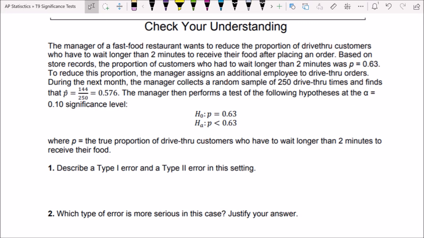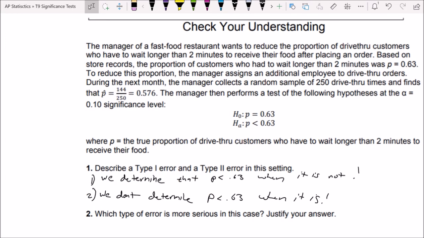The manager then performs a test of the following hypotheses at the alpha = 0.1 significance level, and there we have the hypotheses. We notice a one-tailed test, and they also define the parameter for us, which we always need to do: the true proportion of drive-through customers who have to wait longer than 2 minutes to get their food. We need to describe what a type 1 error is and what a type 2 error is in this setting.